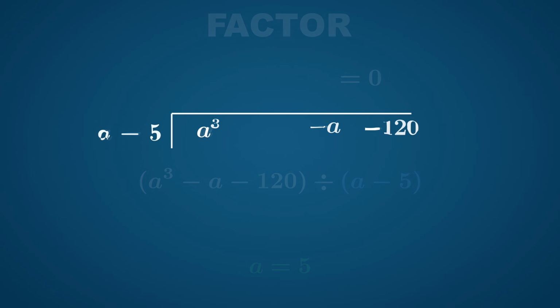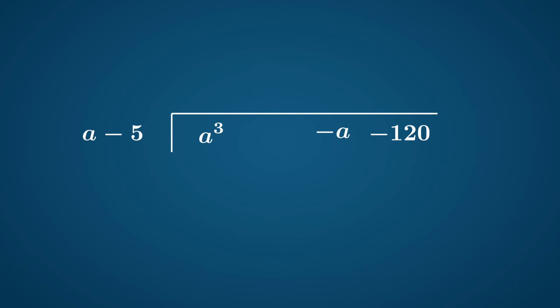We will perform algebraic long division to find the remaining quadratic. We look at the first term of our dividend, which is a cubed. We divide a cubed by the first term of the divisor, which is a. This division gives us a squared, which is the first term of the quotient. You write a squared at the top of our division workspace.